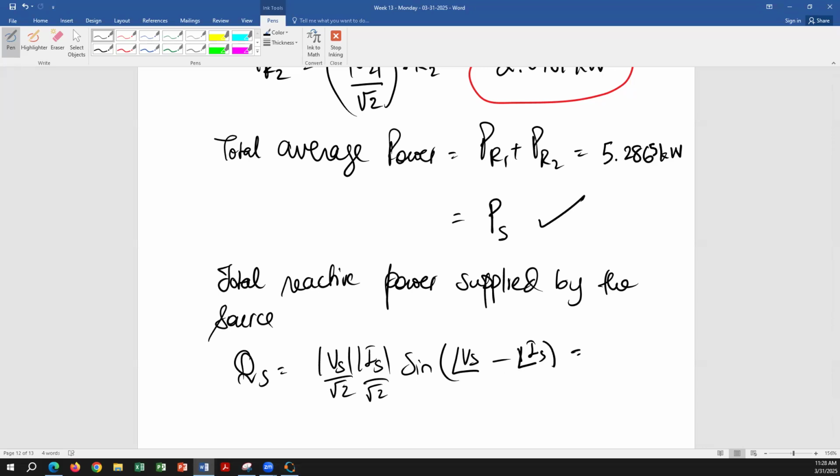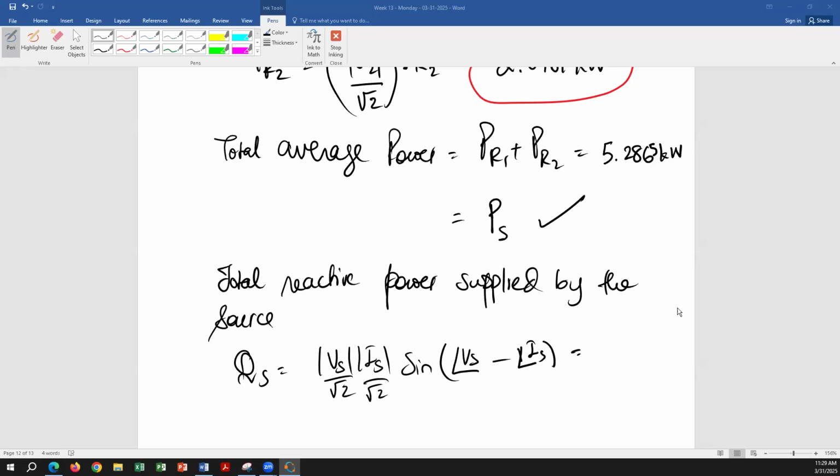So this power is going to come out to be, let's calculate that. Qs is equal to absolute value of Vs times absolute value of Is times sine of angle of Vs minus angle of Is, divided by 2. Parse error, let's see. Oh, multiply. Forgot multiplication. Angle of Vs minus angle of Is.